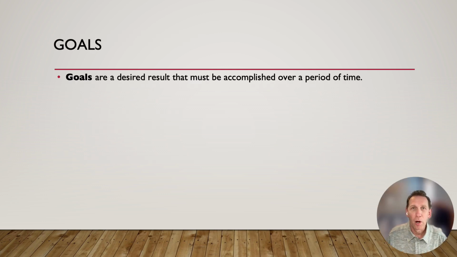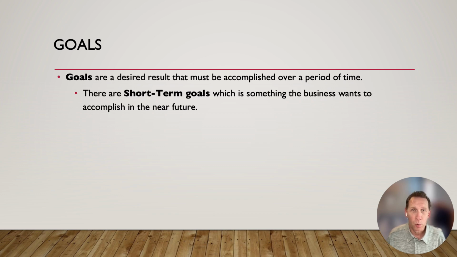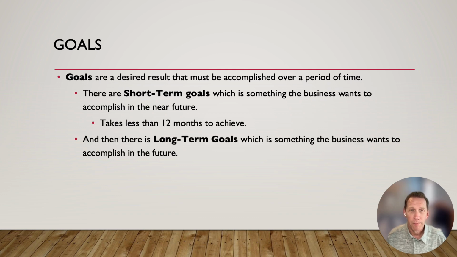Now, goals are a desired result that must be accomplished over a period of time. There are short-term goals, which is something that the business wants to accomplish in the near future. These take less than 12 months to achieve. Next, there are long-term goals, which is something that the business wants to accomplish in the future. It takes at least 1 to 10 years to achieve. We've been talking about businesses, but even on a personal level, you can have short-term goals, things that you want to achieve in 12 months or less, and you can have long-term goals which take more than 1 year.